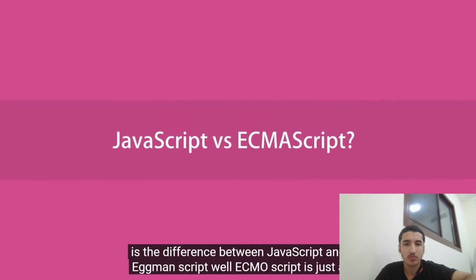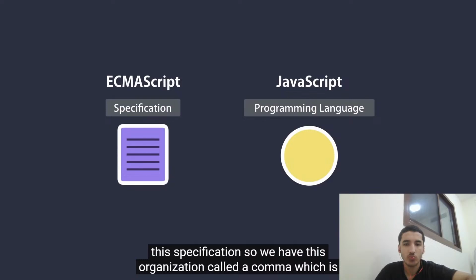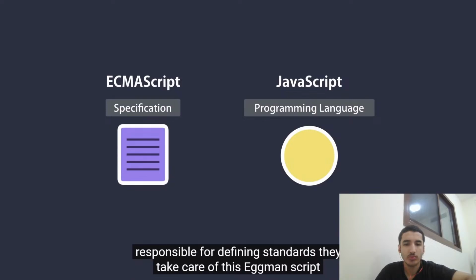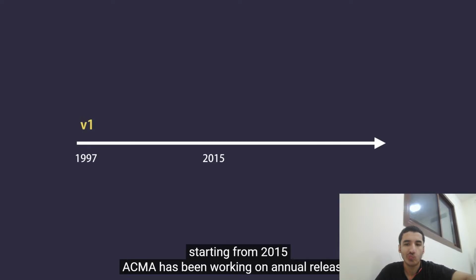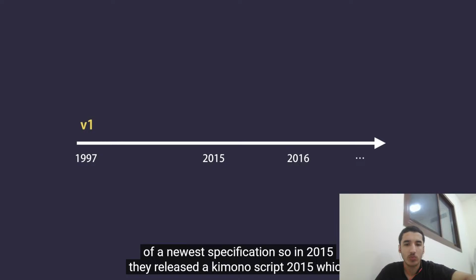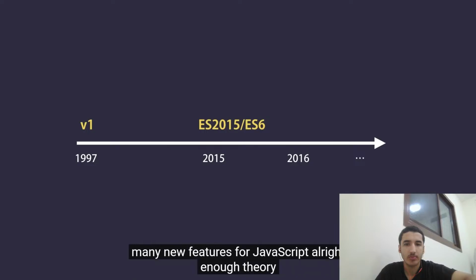What is the difference between JavaScript and ECMAScript? Well, ECMAScript is just a specification. JavaScript is a programming language that conforms to this specification. So we have this organization called ECMA, which is responsible for defining standards. They take care of this ECMAScript specification. The first version of ECMAScript was released in 1997. Then, starting from 2015, ECMA has been working on annual releases of a new specification. So in 2015, they released ECMAScript 2015, which is also called ECMAScript version 6 or ES6 for short. This specification defined many new features for JavaScript.